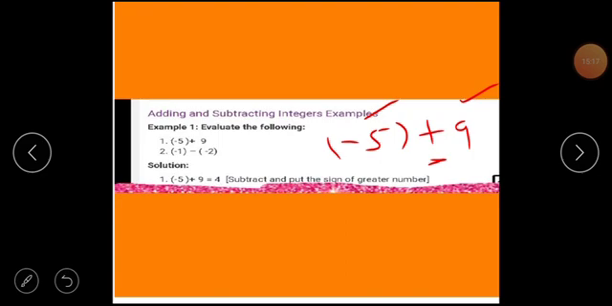So students, as I explained to you, -5 plus 9. Both numbers have different signs, so the operation depends on the sign. So one is positive, one is negative, we will subtract. So 9 minus 5 will be 4. And in answer, what sign will we use? We will use plus sign because our greater number is with positive sign. So in this way we can add or subtract these numbers.